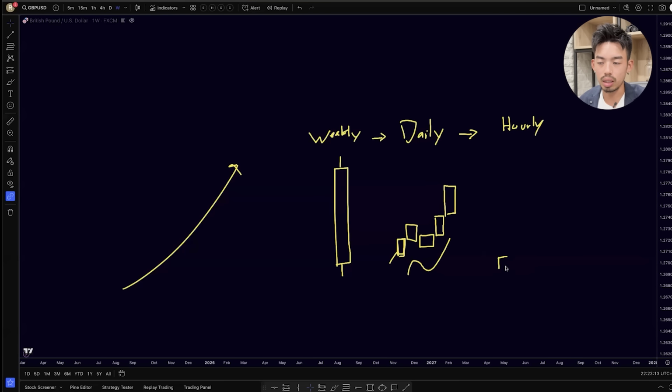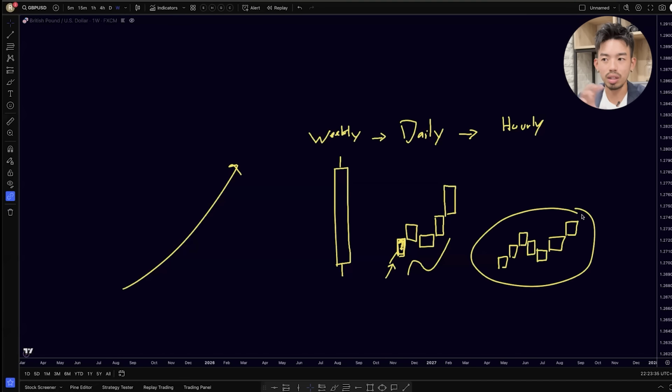It may look like a move up, a move up. So this is probably going to take forever for me to draw because there are going to be 24 candles that I need to draw here. But hopefully you get the point, okay? That one candle alone, let's say this is a green bar that's going up, it would have 24 candles inside on the hourly time frame.